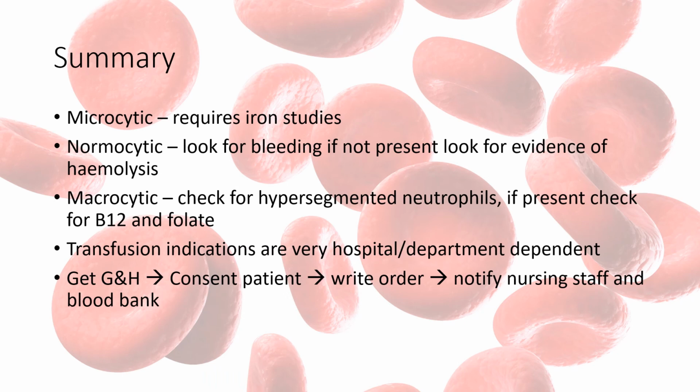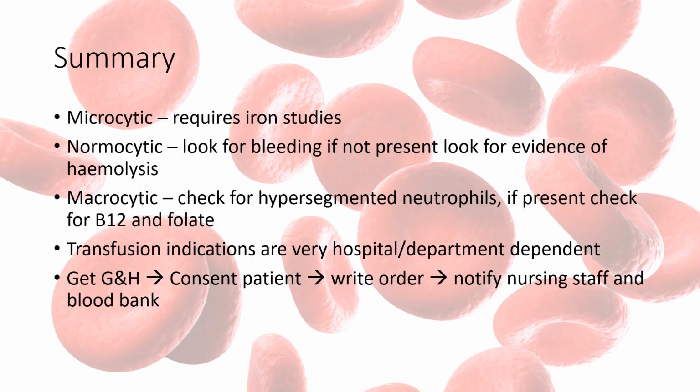So here is a quick summary of the talk. Firstly, if you have a microcytic anemia, remember to order iron studies to differentiate the various causes. If you have a normocytic anemia, remember to look for the presence of any bleeding. If there is none, consider hemolysis as a cause, ordering a haemolytic screen, which includes a reticulocyte count, LDH, bilirubin, and haptoglobin levels, remembering that haptoglobin is the only one that is increased in the acute setting.